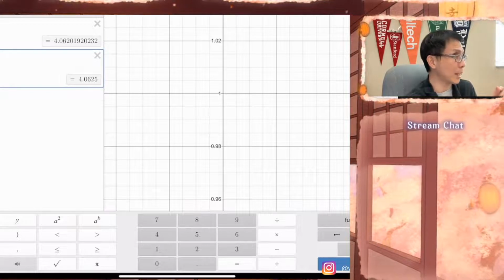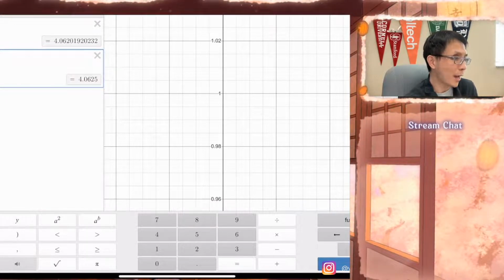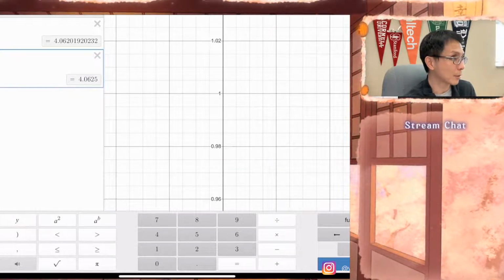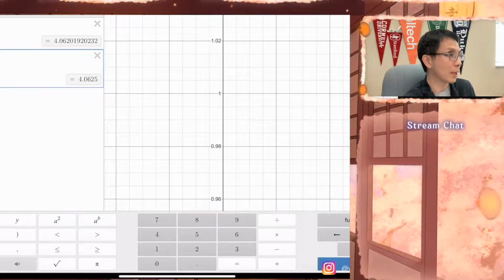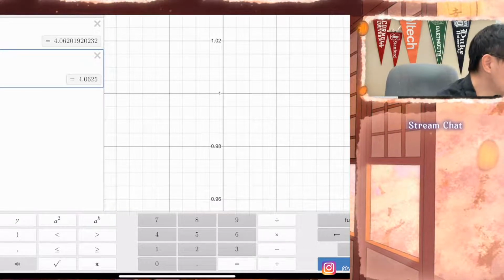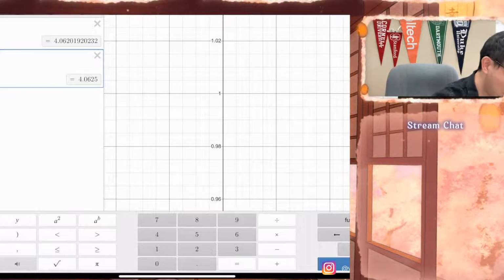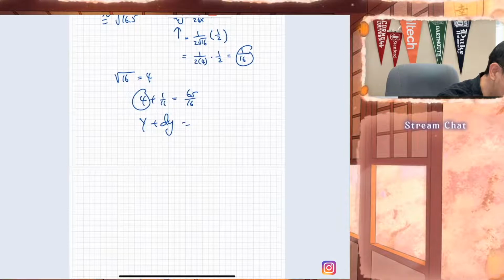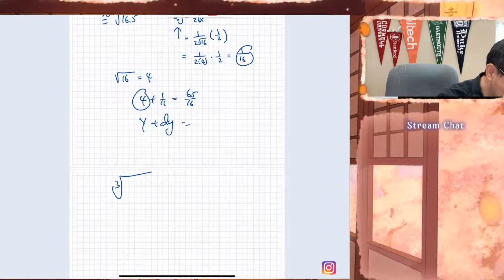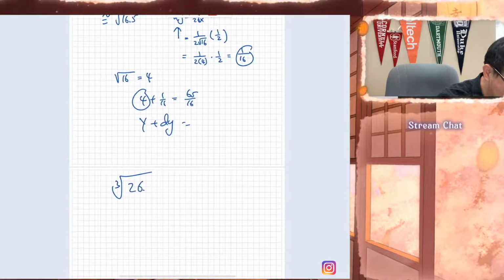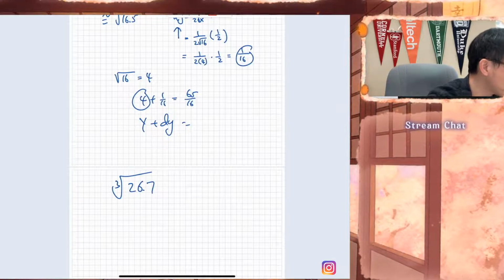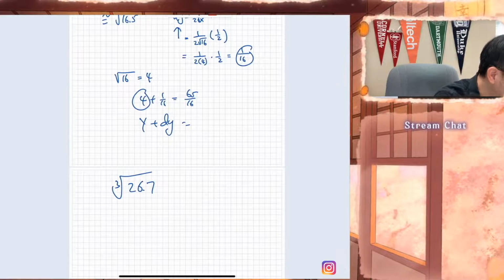Now dx can be negative, though. What if I ask you what is the square root of 15.8? Then what's my dx? Negative 0.2. You do the same thing, it'd just be negative. So this is a very good approximation for anyone to do, and this is very important for them. So I want you to try to calculate the cube root of 26.7. What is the cube root of 26.7, and what is the process of the actual approximation?